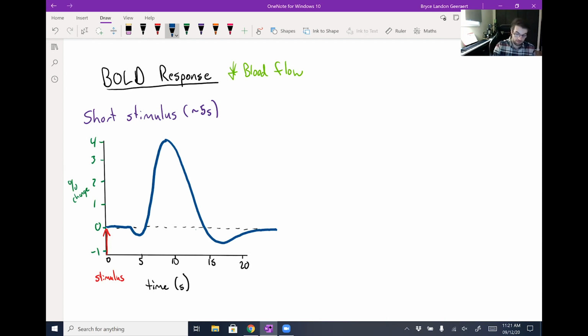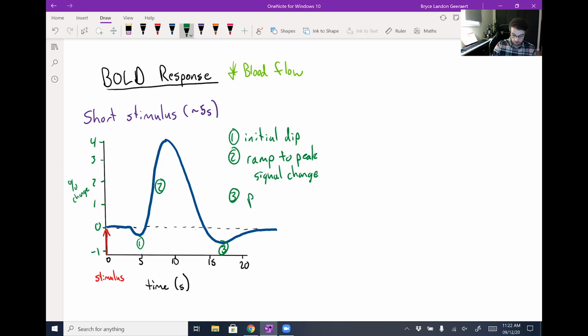There's 3 phases here to highlight. There's phase 1, this initial small dip in signal, which is hard to detect and not as relevant as this second stage, the ramp to the peak signal change, ramp to peak. And then there's this third phase of decay and the post-stimulus undershoot.